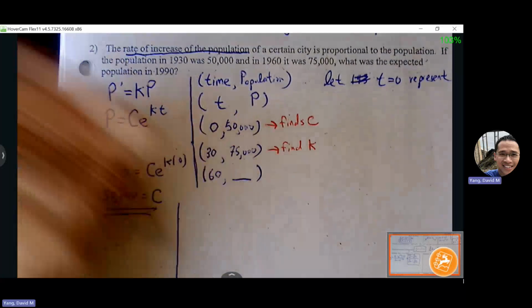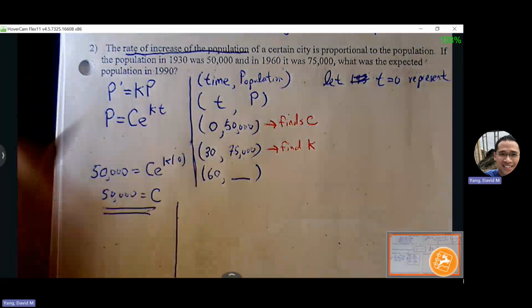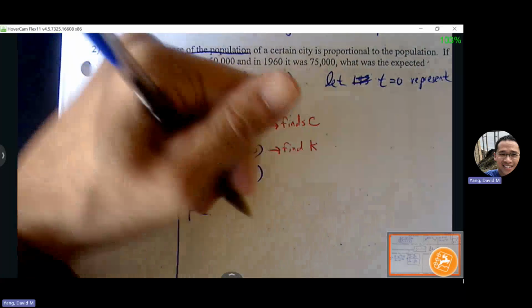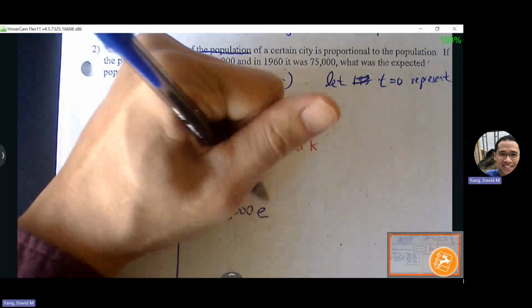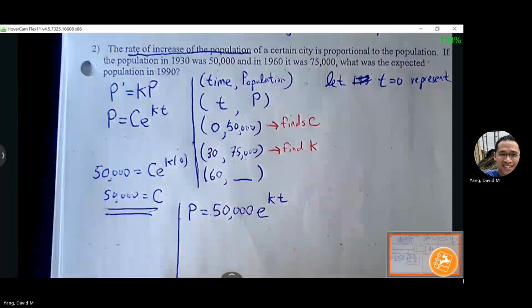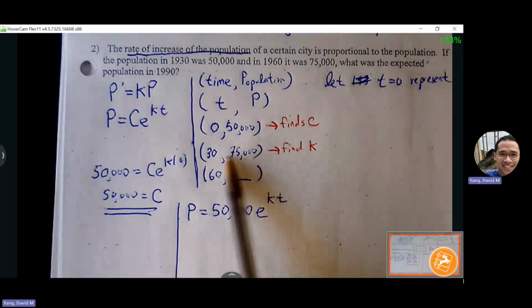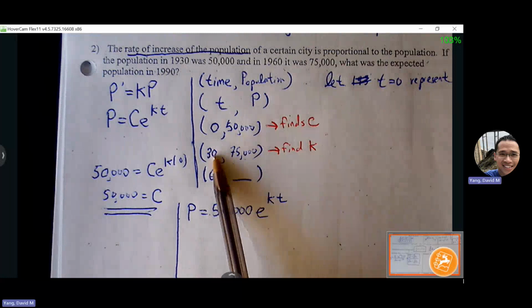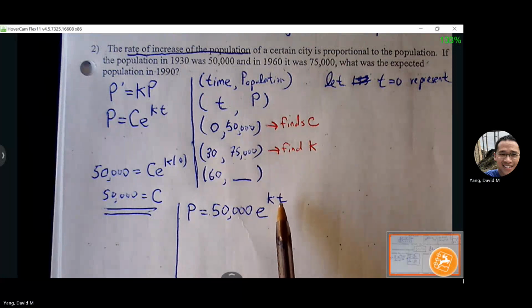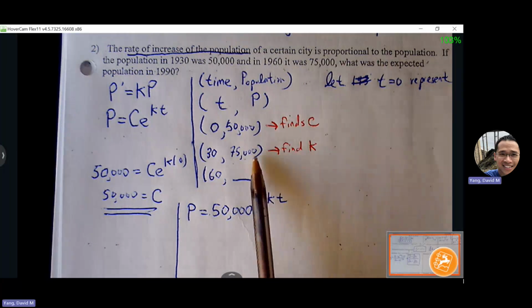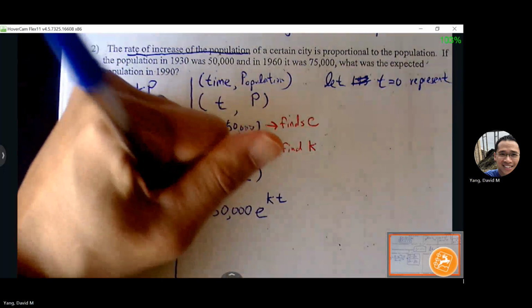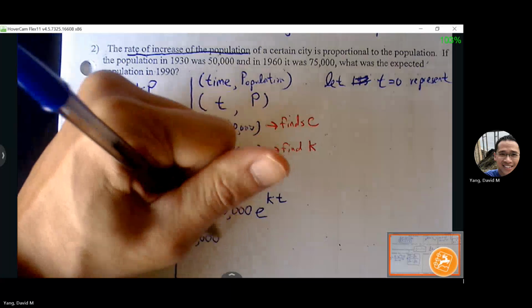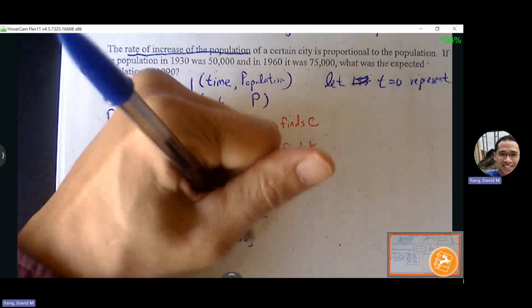Okay, so now I'm going to update my equation. I have my C value. So P is equal to 50,000 e to the KT. So I have a second ordered pair that can help me make additional progress. So 30 plugs in for T and 75,000 plugs in for P. We have calculators. Yes, you'll get to use calculators.